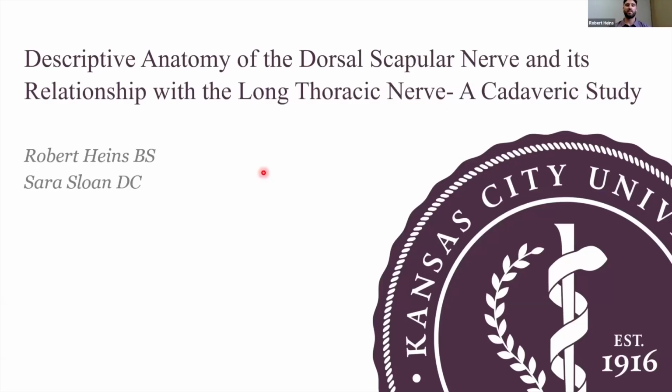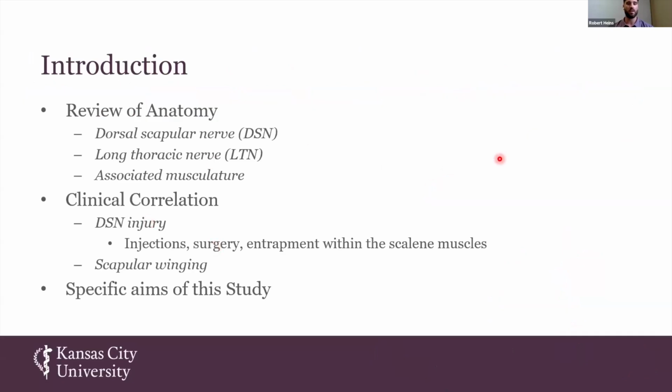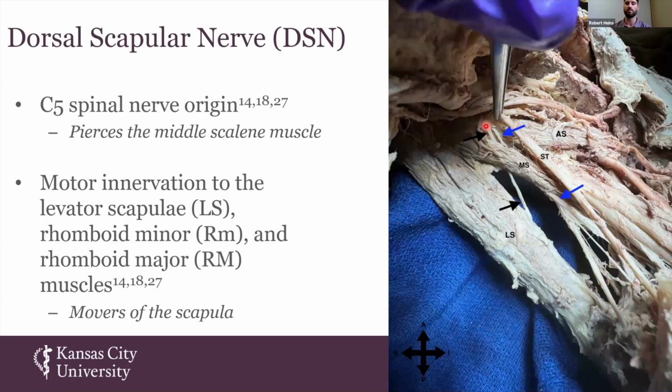So I examined the anatomy of the dorsal scapular nerve and the relationship that it has with the long thoracic nerve. Okay, we'll start with a brief review of anatomy, starting with the dorsal scapular nerve. It arises from the C5 spinal nerve origin, piercing the middle scalene muscle, then innervating the levator scapulae, and then traveling posterior to the back to innervate the rhomboid major and minor muscles.